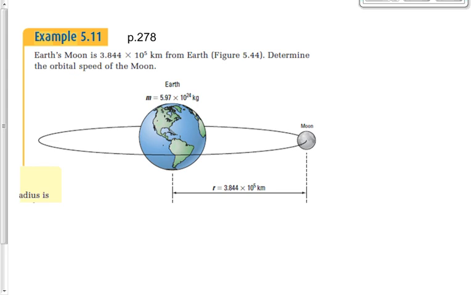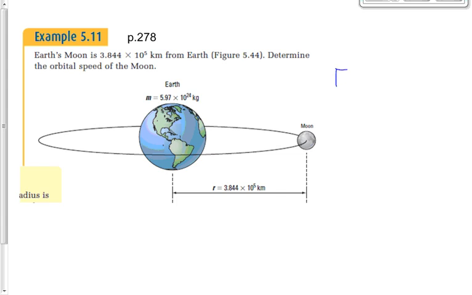All right, we've got a couple problems we're going to work on for practice questions, or example questions. The first one is 5.11 on page 278. It says the Earth's moon is 3.844 times 10 to the 5 kilometers from the Earth. We'll assume that's from the center of the moon to the center of the Earth. What's the orbital speed of the moon?